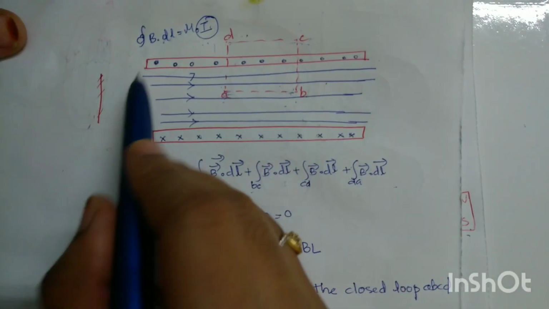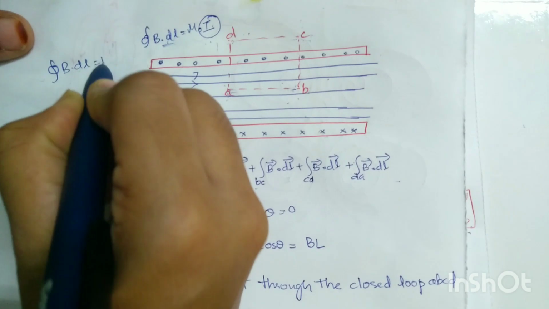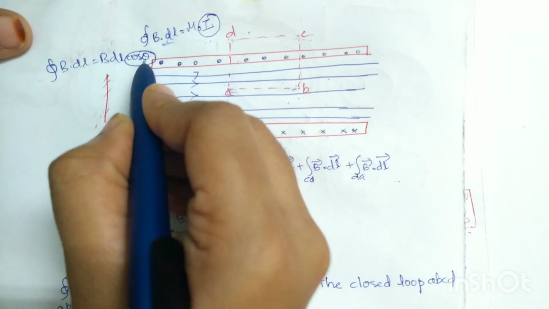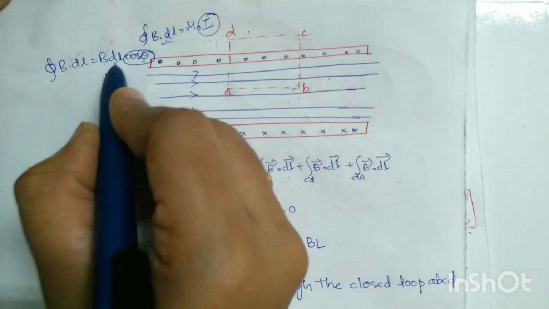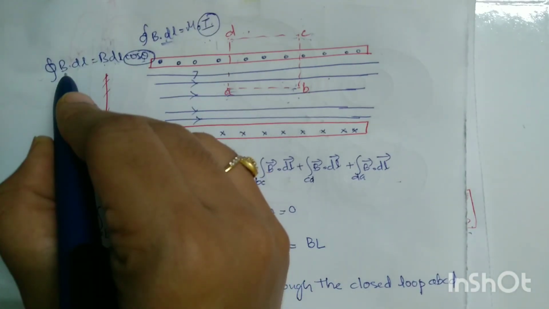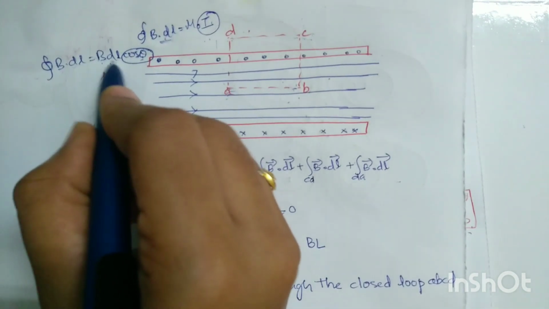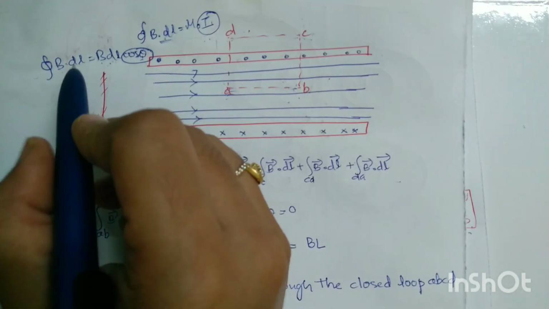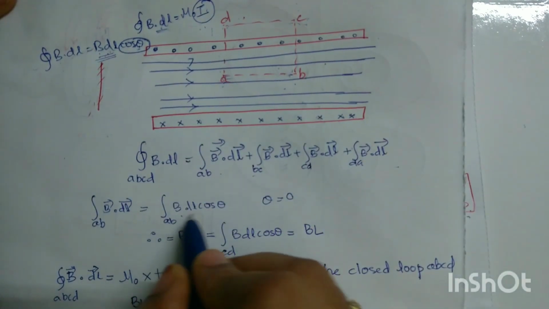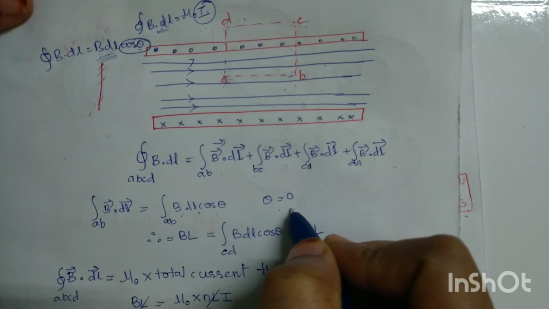Since B dot dl is a dot product, the integral of B dot dl is equal to B dl cos theta, and it depends on the theta value. If the magnetic field lines and the length element are perpendicular to each other, then the integral of B dot dl will be equal to 0. If they are parallel, that is theta equal to 0 degrees, we will get the value B dl.